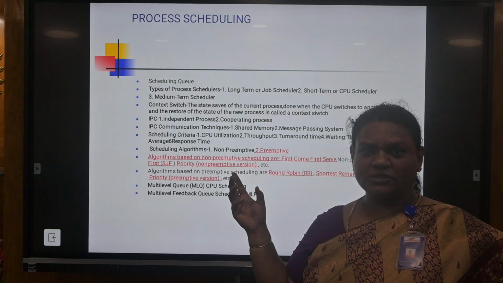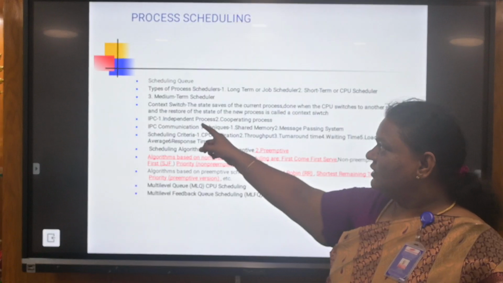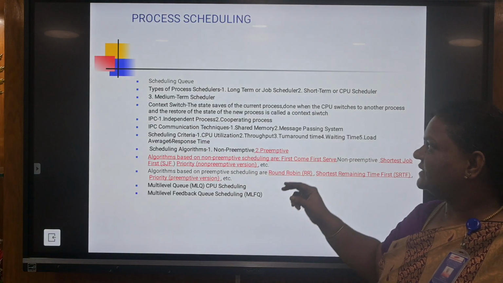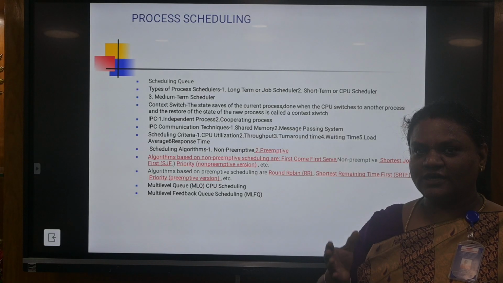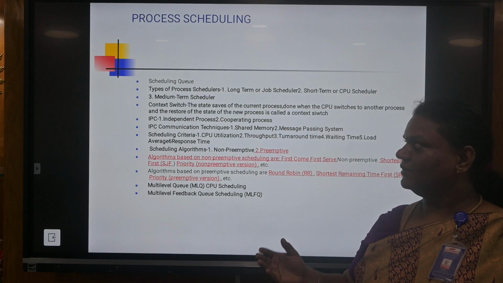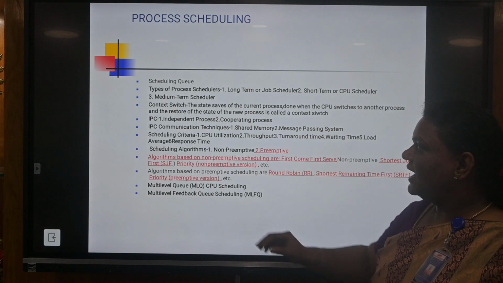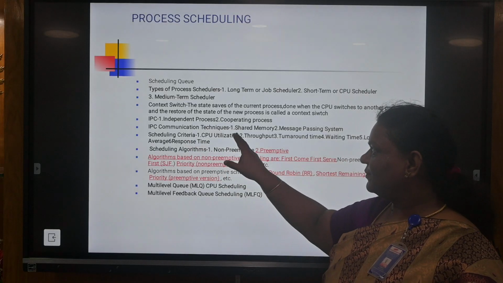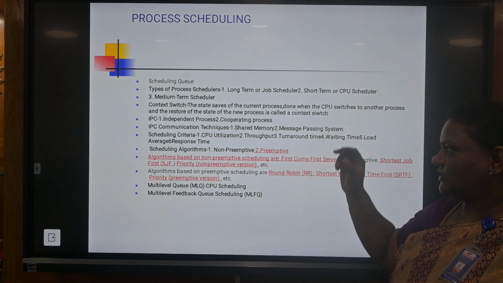Scheduling queues. There are three process schedulers: long-term scheduler, short-term scheduler, and medium-term scheduler. Context switching saves the state of the current process. When a process is already running, context switching can switch to another process and change the state to the new process. That is called context switching. In IPC, inter-process communication, it uses two methods: shared memory and message passing system.